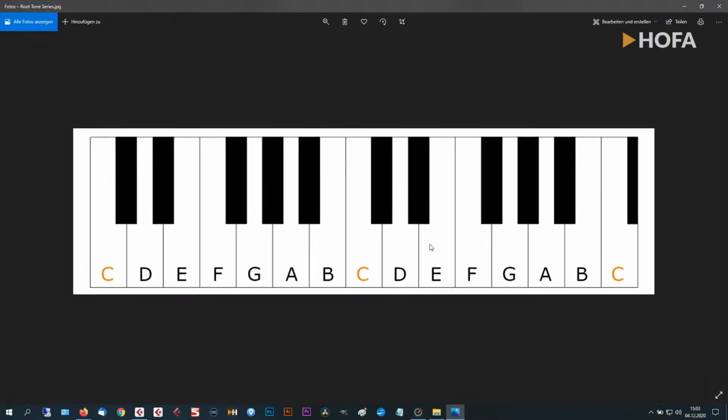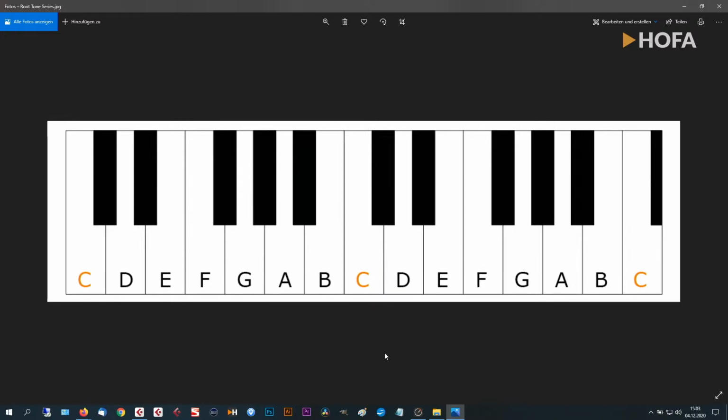So this workshop is based on something that's quite important in the world of music and music theory. It's the so-called root tone series. So I hope you can see this little keyboard. It's actually equal to a usual piano, whether it's an upright or a real piano, a full grand or something like that, or a keyboard. So it doesn't matter if it has 25 keys or 88 keys. It's almost the same like every other instrument that has a keyboard on it.